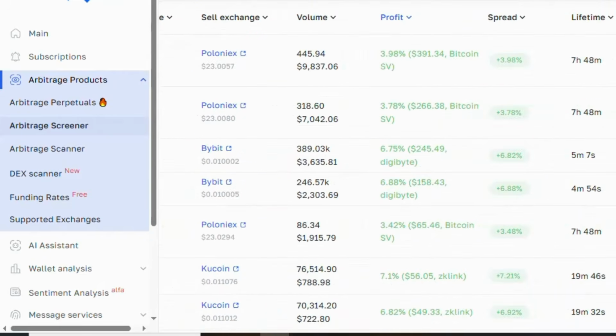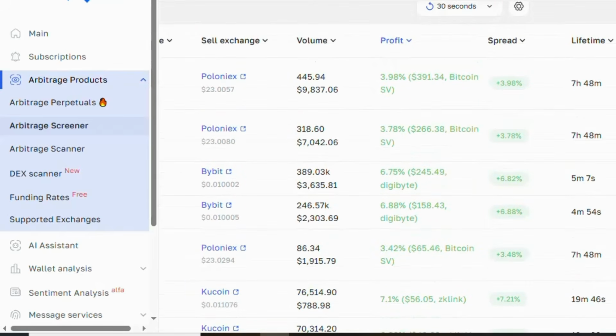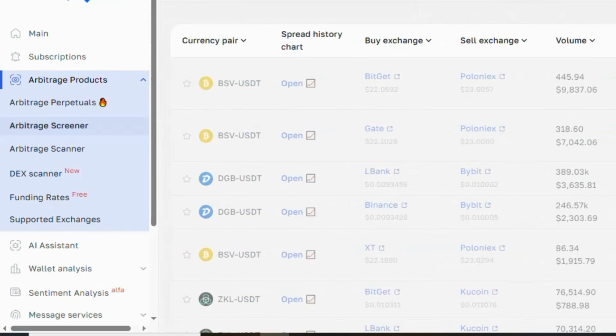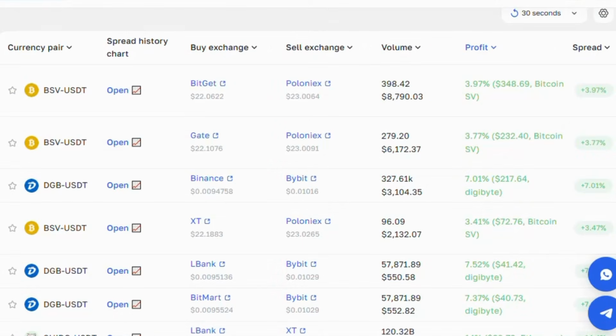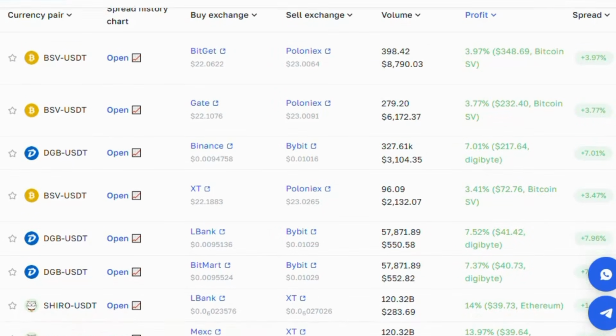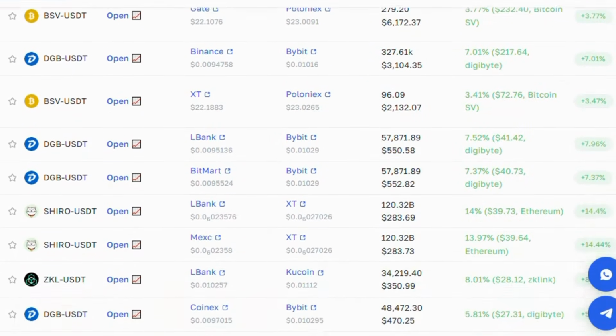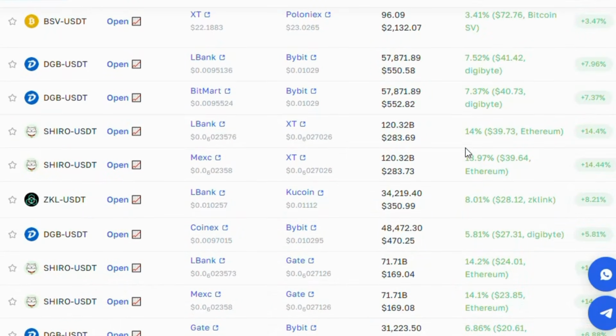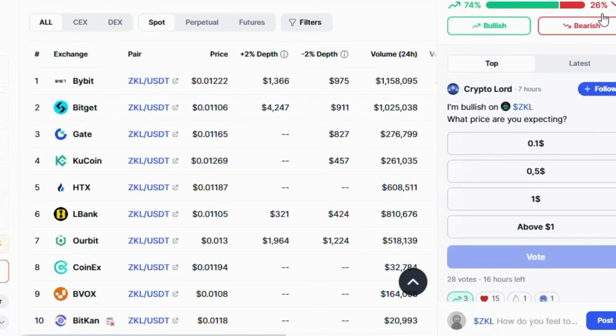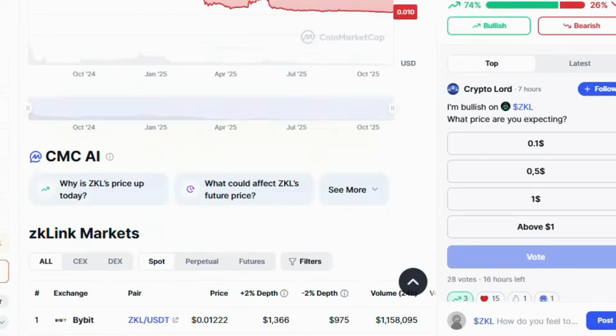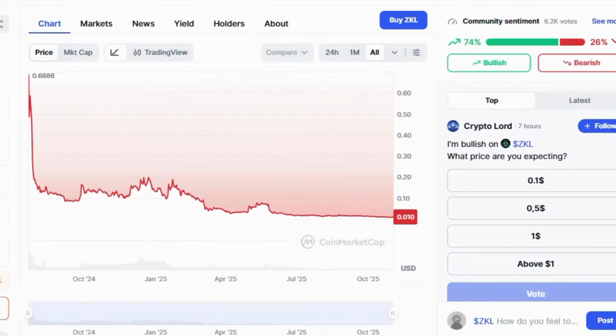Now I'm going to come straight here, and I'm going to choose one of my favorite ones over here. Okay, this one is giving me about 14%. So this is from LBank and XT. I'm going to look for SHIRO USDT. Mark the picture of SHIRO. I'm going to come here, go up on this area, and type SHIRO.